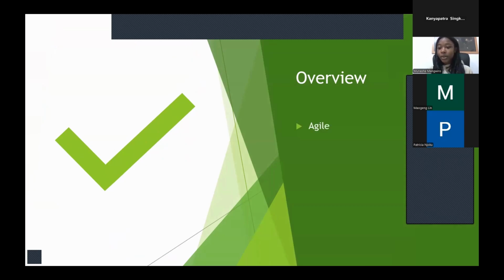The overview. We'll start by briefly explaining Agile and how it differs from traditional SDLC, and then we'll look at the flexibility versus control, and finally explore the series of challenges encountered when Agile is applied in real-world environments using the Chapter 1 case study.